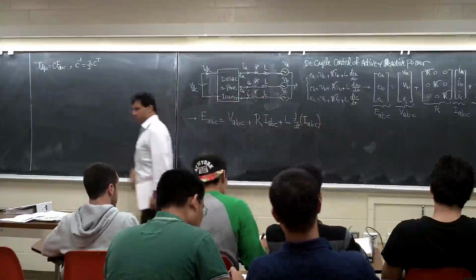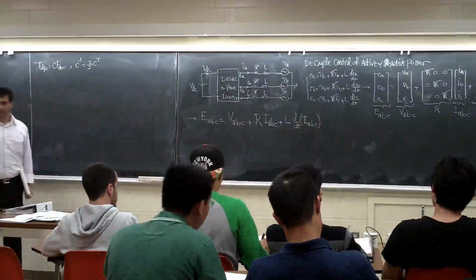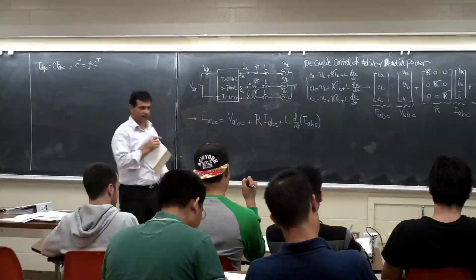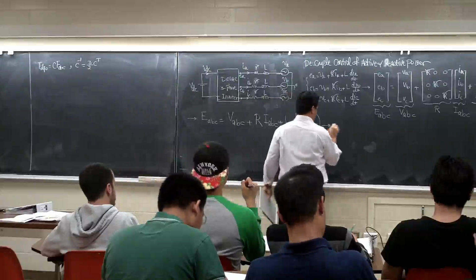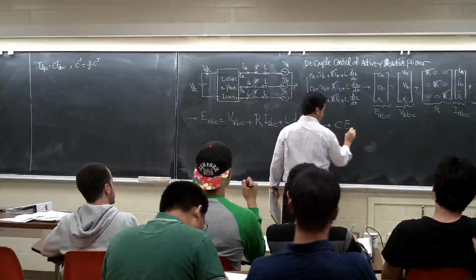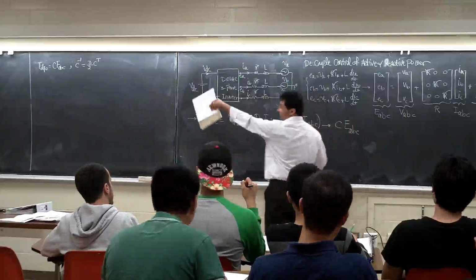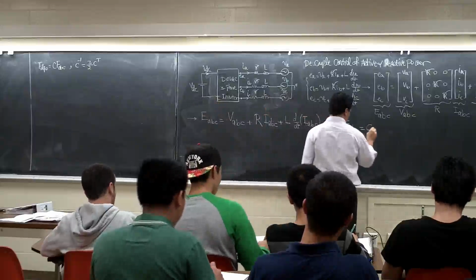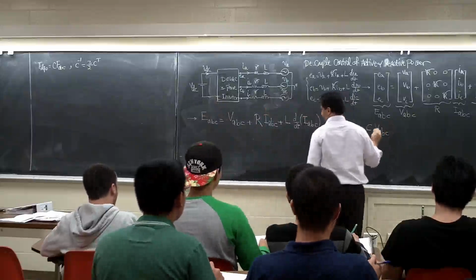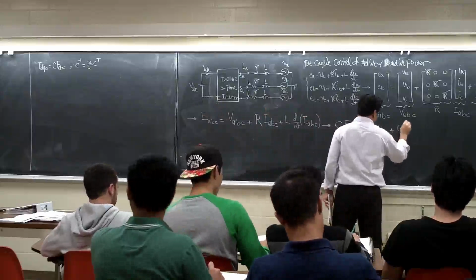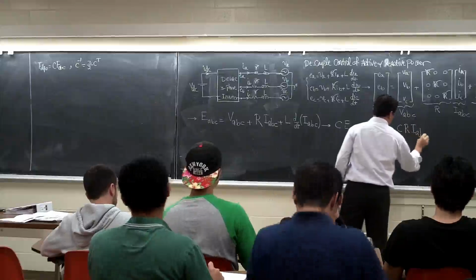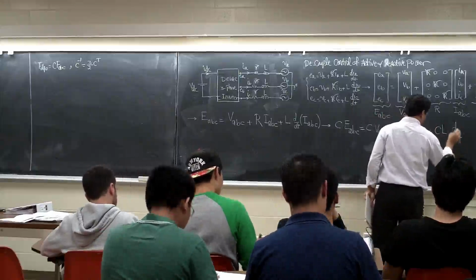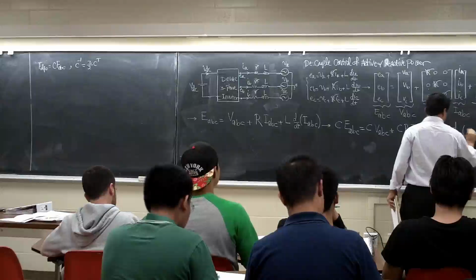Right? I want to change everything to the DQ. I times everything from the left times by C, right? So if I do that one, it's going to be C EABC, and C is that transformation matrix we had from last class, equal to C VABC plus CR IABC plus CL d over dt, right, IABC.